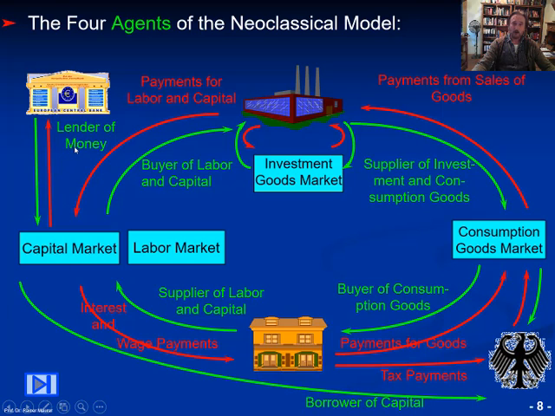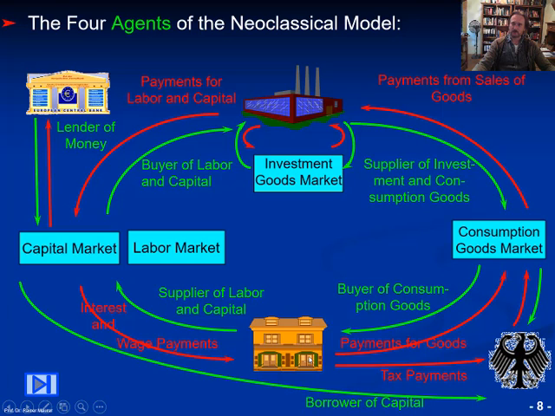So now the central bank appears on the supply side of the capital market, side by side with households, and offers its money as a credit. This money is demanded by firms. Firms then use this money to make their payments for labor and capital to households. So this money flows to households.